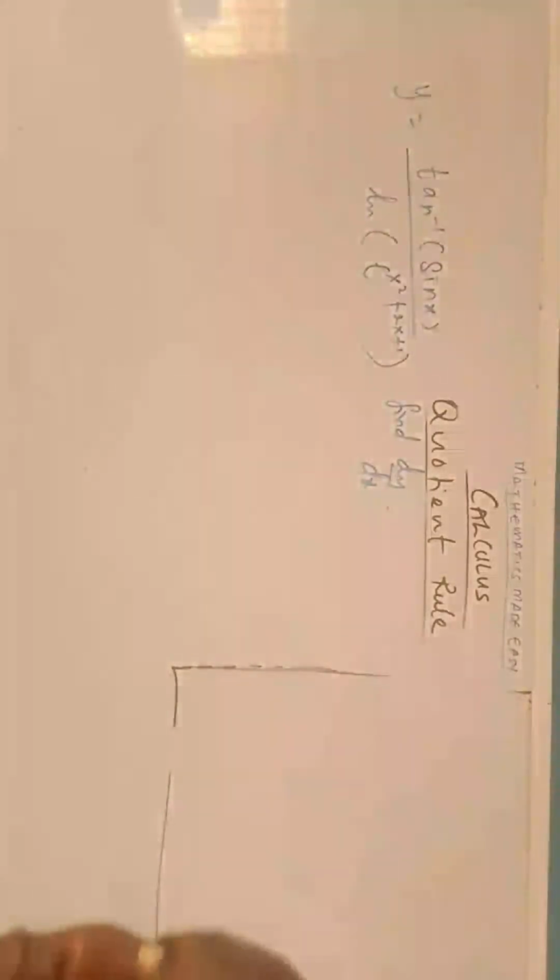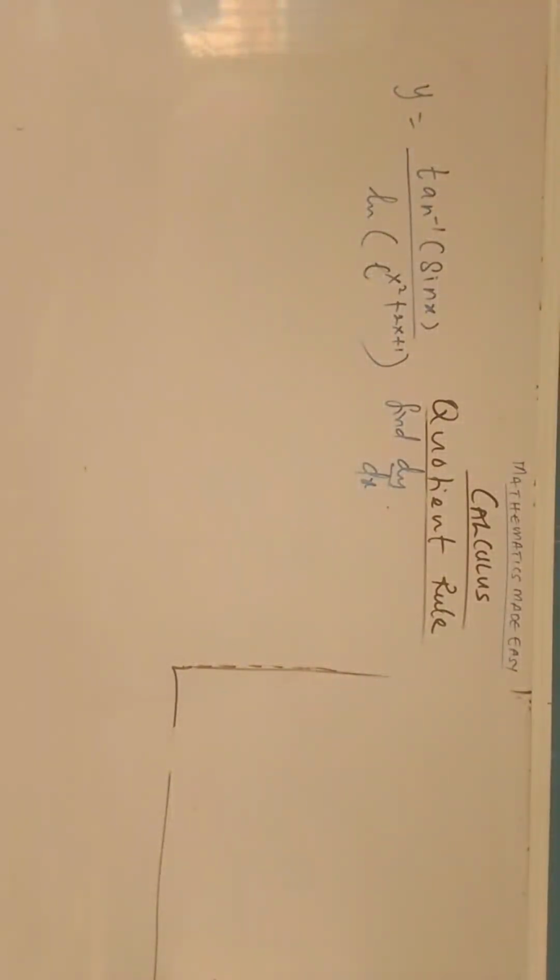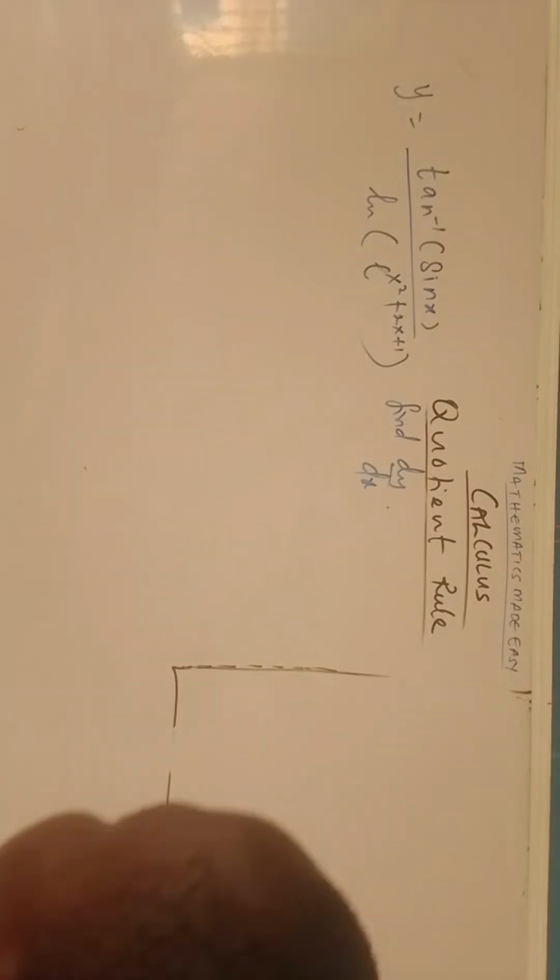Look at that. You have y is equal to arctangent of sine x over natural log of exponential x squared plus 2x plus 1. So we want to find the derivative.